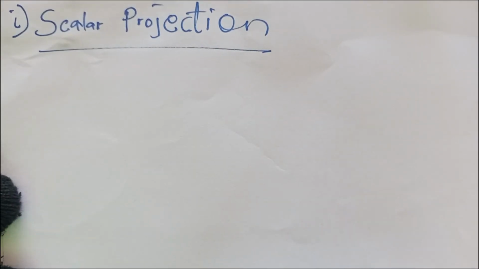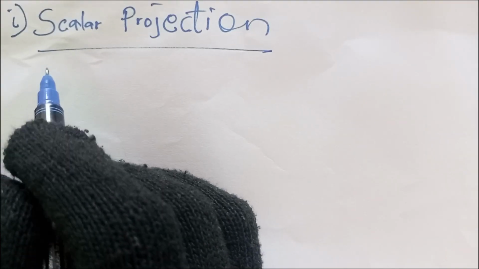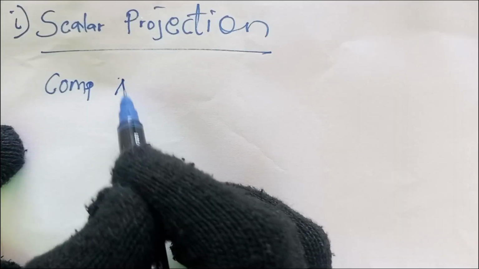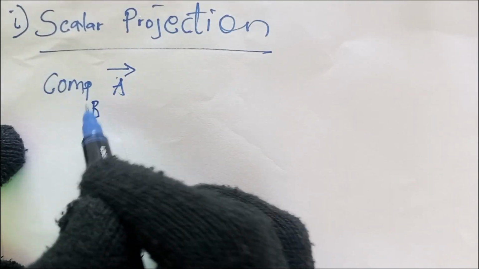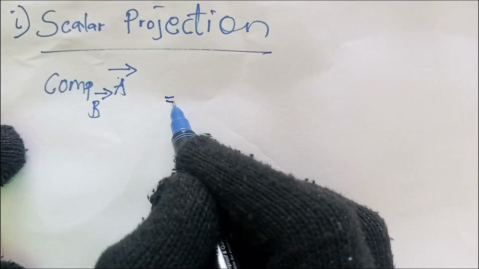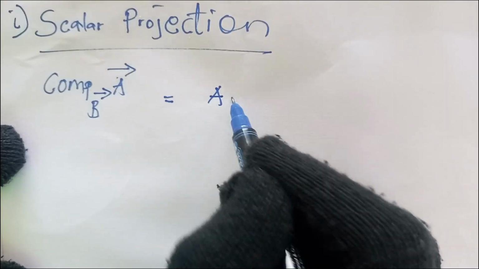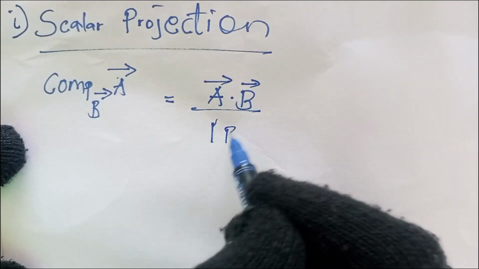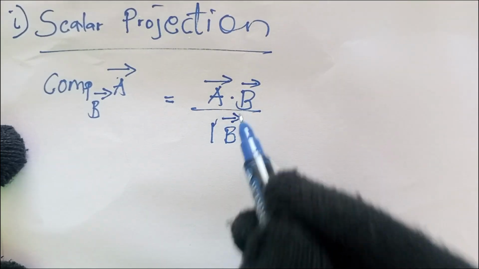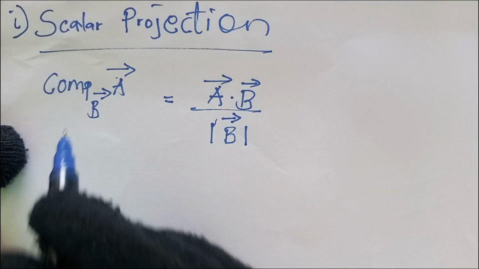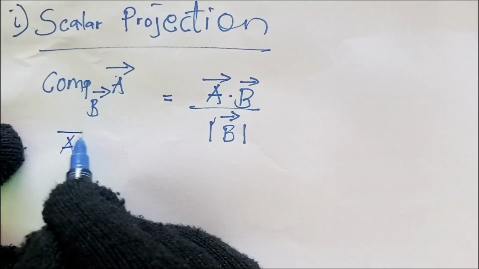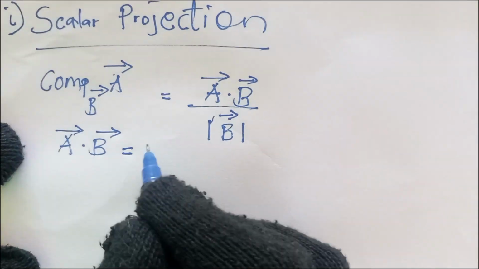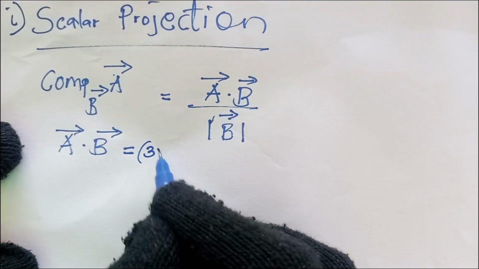The scalar projection of vector A, which is written as the component of vector A that is projected onto vector B, is given by vector A dot vector B over the magnitude of vector B. And for our case, vector A dot vector B will be 3 times 11.